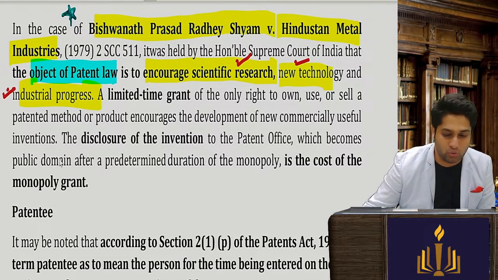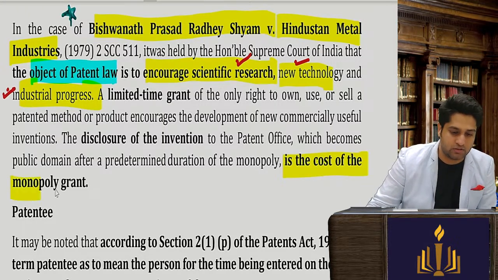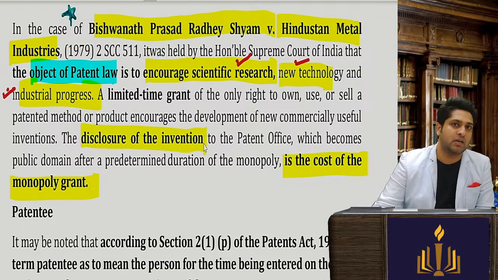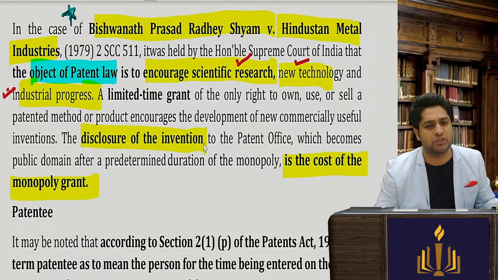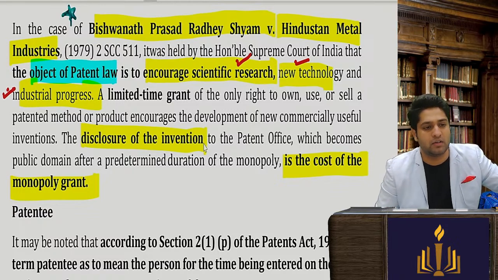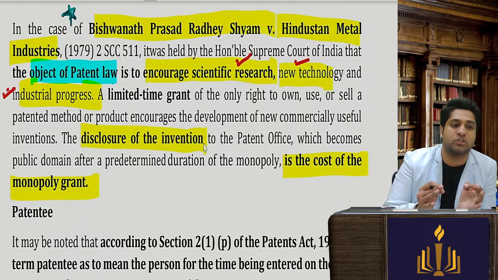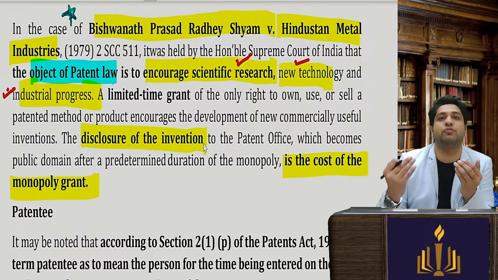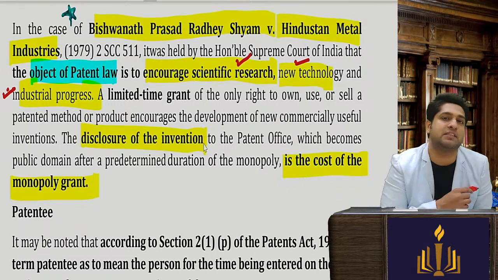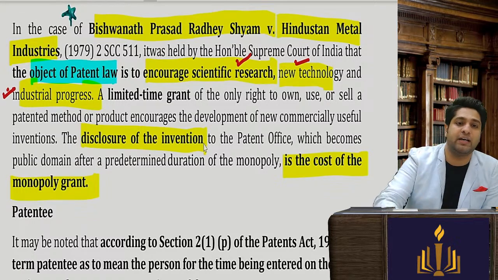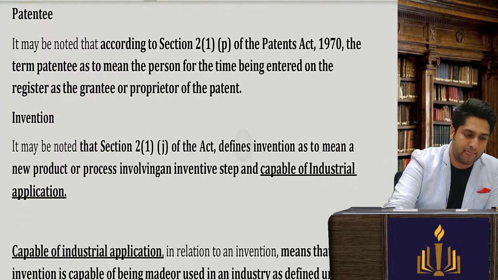Next, to get this monopoly right, you have to disclose your invention and the complete details. We will see that in the application you have to tell completely. Only then you will get protected. So to get this monopoly grant, the cost that you have to pay is you have to give the full complete specification of the entire invention, how it was made, etc. Then only government will protect you.